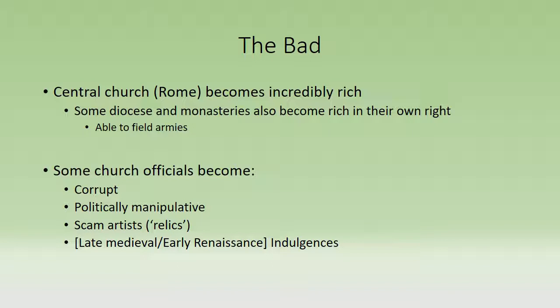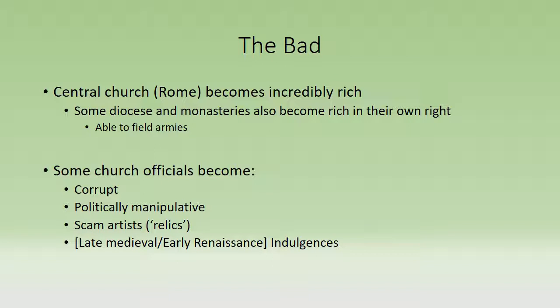Of course, there is some bad to go with this. The central church, particularly the Roman church, becomes incredibly rich. Some dioceses and monasteries become exceedingly rich in their own right, separate and independent from the central Catholic Church. They're able to field armies, they're able to levy taxes, and they control lands and become essentially nobles outside of the control, or usually outside the control, of the temporal powers.